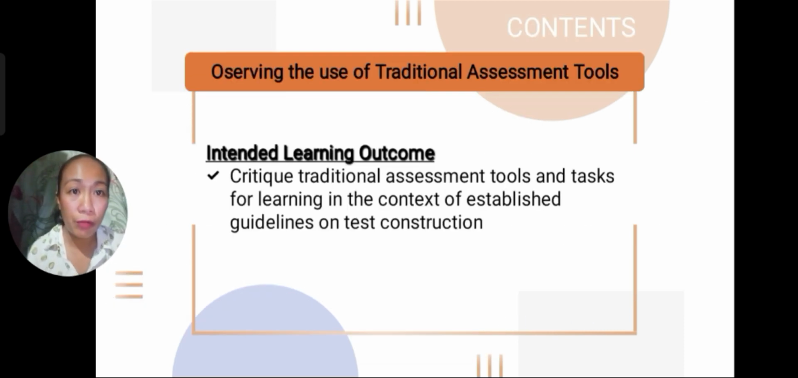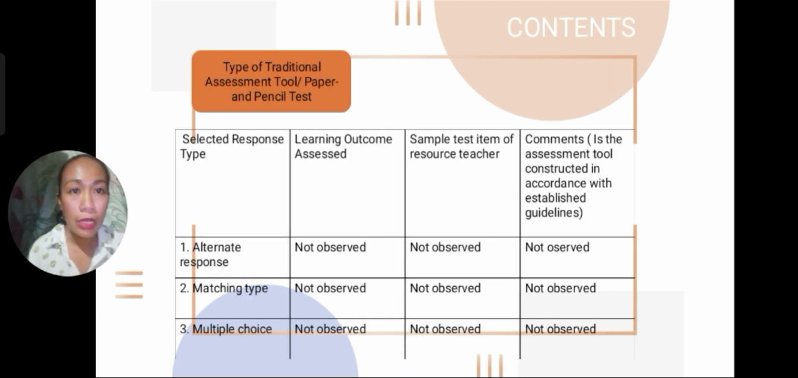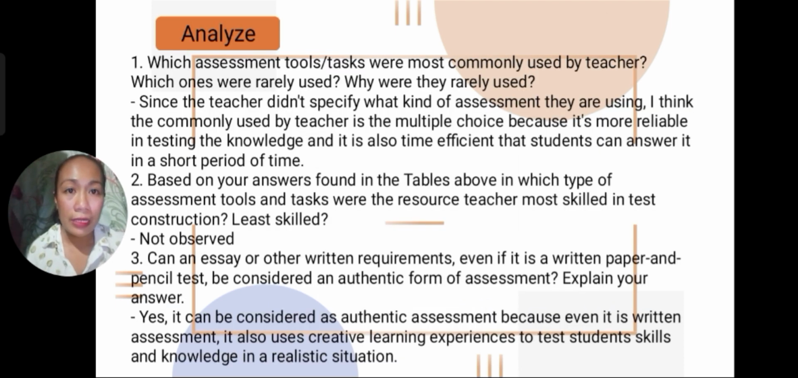So we have observing the use of traditional assessment tools. The intended learning outcome is to critique traditional assessment tools and tasks for learning in the context of established guidelines on test construction. So we have the types of traditional assessment tools, or paper and pencil tests: the selected response type, the alternate response, matching type, and multiple choice. So we have the analysis: which assessment tools and tasks were most commonly used by teachers, which ones were rarely used, and why were they rarely used?